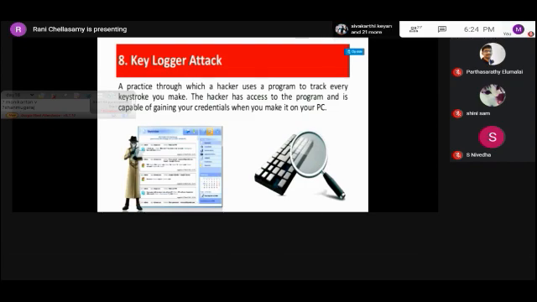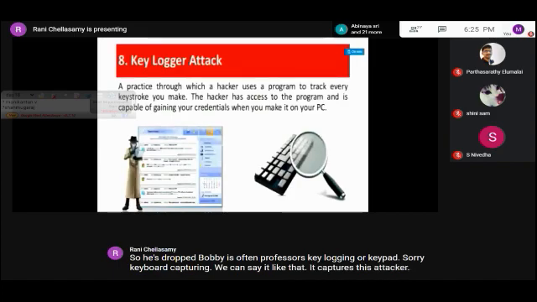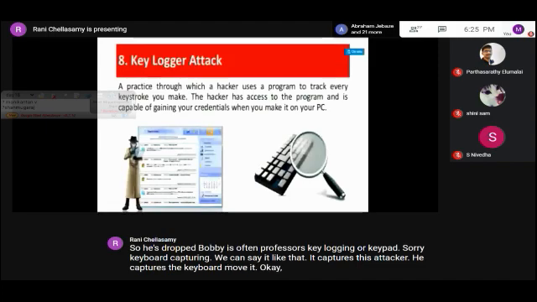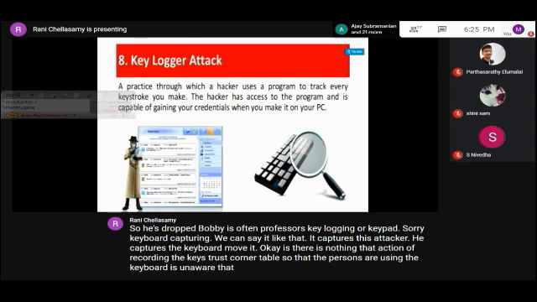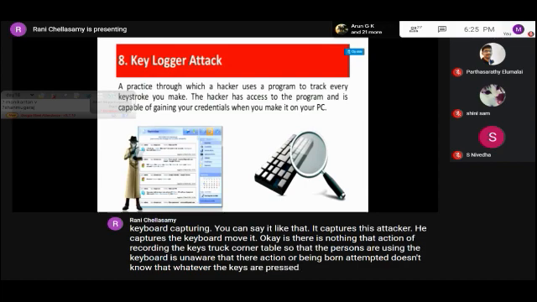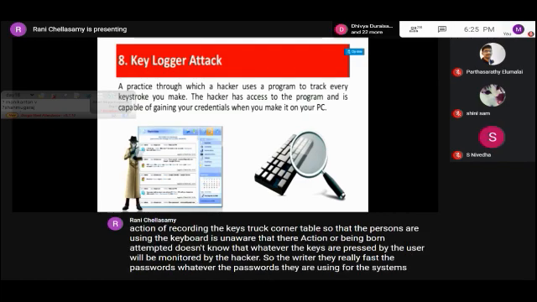by the attacker. So keystroke logging is often referred to as key logging or keyboard capturing. You can say it like this: the attacker captures the keyboard movement. It's nothing but the action of recording the keys struck on a keyboard, so that the person using the keyboard is unaware that their actions are being monitored. They don't know that whatever keys are pressed by the user will be monitored by the hacker, so that they can hack the passwords that are used for the systems. So all will be known by the hacker.